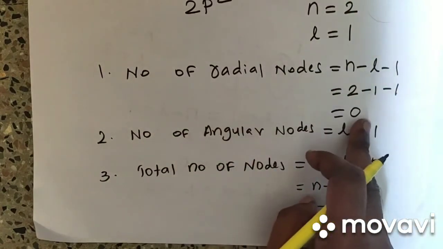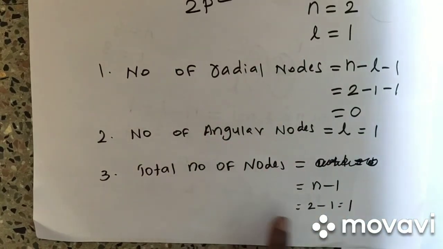Number of radial nodes 0. Number of angular nodes 1. Total number of nodes equal to 1.